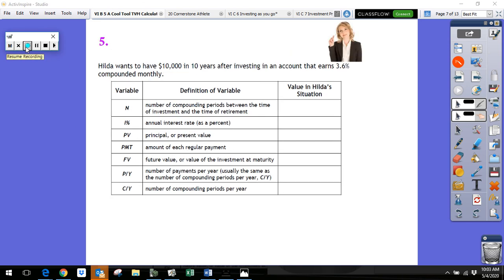All right, now let's meet Hilda. She wants to have 10,000 in 10 years after investing in an account that earns 3.6% compounded monthly. Okay, compounded monthly is this guy down here. So 12 is your number of compounding periods. Compounding periods times years, so this would be 12 times 10, that's going to be 120. And the 10,000 is what she wants to have, so that's her future value.